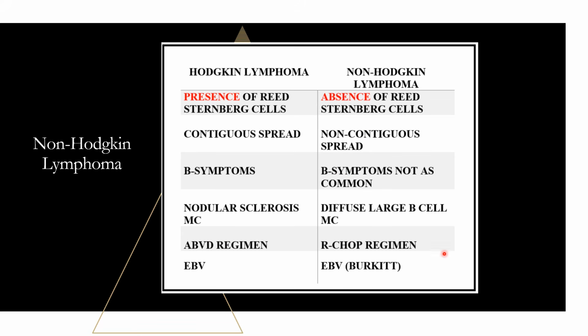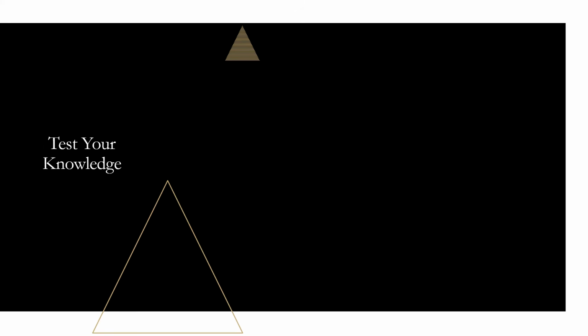Non-Hodgkin lymphoma, if you see EBV, you should be thinking Burkitt. It can happen in the regular variants, but if you get it on a question choice, they're almost definitely talking about Burkitt lymphoma. All right, so let's do a few questions and see what you can remember.